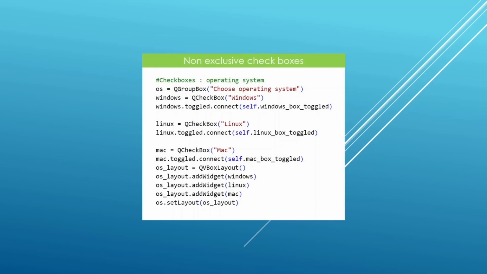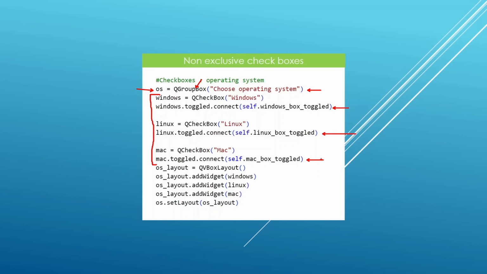Here is a simple example of how you can set up non-exclusive checkboxes in your application. And the main message I want to convey here is that if you want to group a bunch of checkboxes, you will put them in a group box. This is something very crucial to be able to work with these components. So we will set up a group box for the operating system. That's what I mean here. And we will set up our checkboxes. We have a Windows checkbox, we have a Linux checkbox, and we have a Mac checkbox. And we are doing some connections here to know when the user toggles the checkbox.